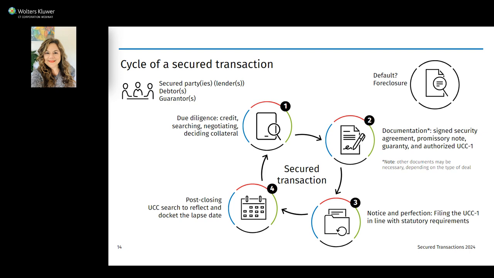Before we do, though, one more thing. At the top right of your screen, you'll see that there is a whole other transaction up there, separate from the secured transaction, and that is what happens when the debtor defaults. The secured party has the right to foreclose. Sometimes it's called replevin. There are separate rules and procedures for that. We call that really its own separate transaction with its own set of processes and procedures.